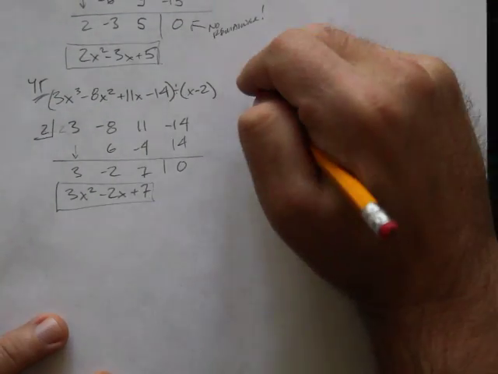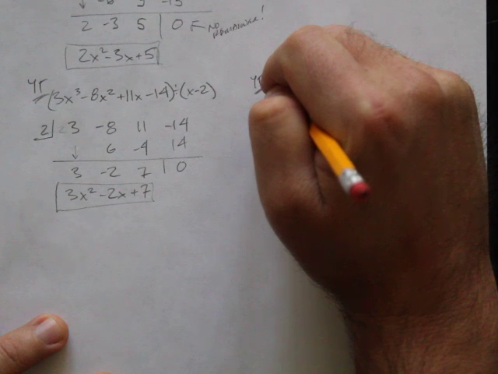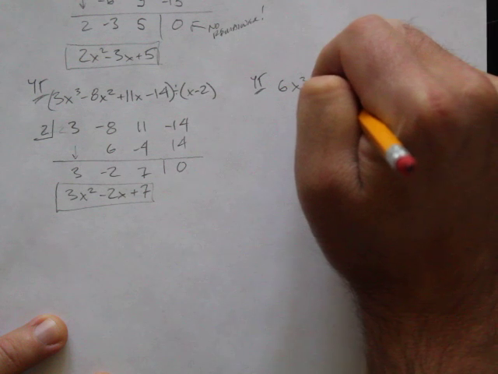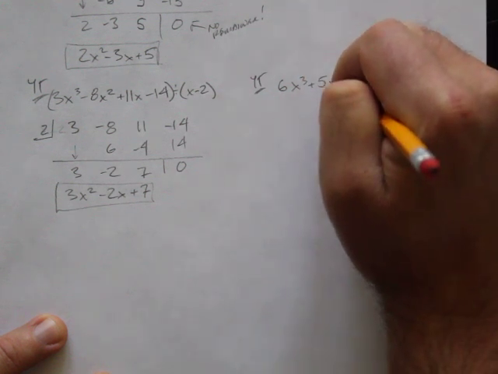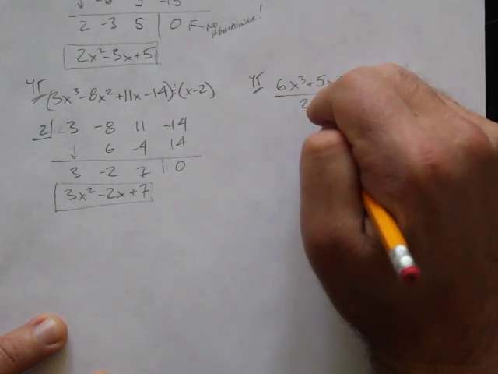This one is going to be a you try as well, but I'm going to give you a little help with it. So I've got 6x cubed plus 5x squared plus 9 over 2x plus 3.